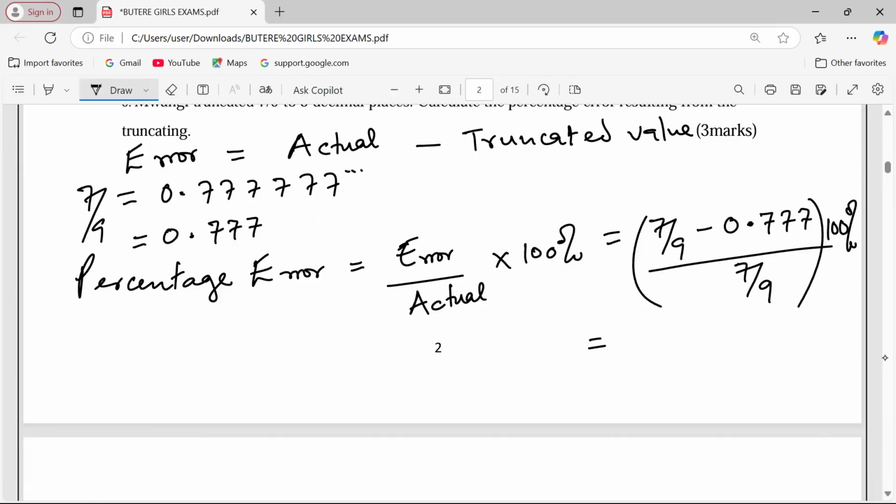So this one, I'm using the calculator strictly. It's good to be careful and observe what you're doing here. So we need to take 7/9 minus 0.777 that way. Then whatever I'm getting now, I shall divide by 7/9. Then after this, I multiply by 100. So I'm getting exactly 0.1%.